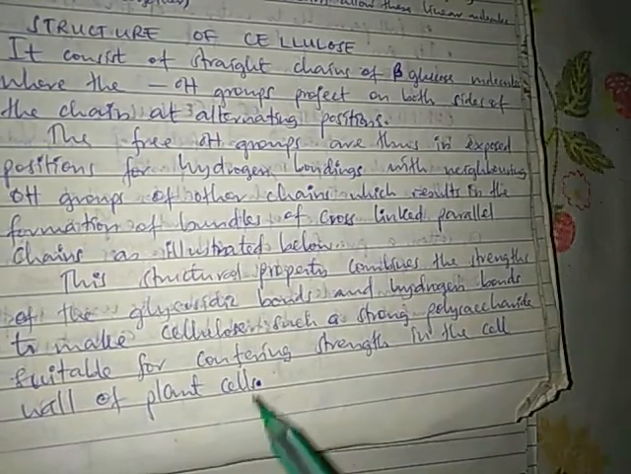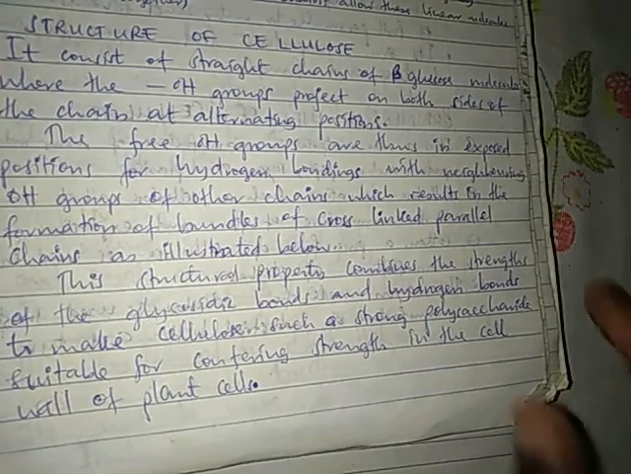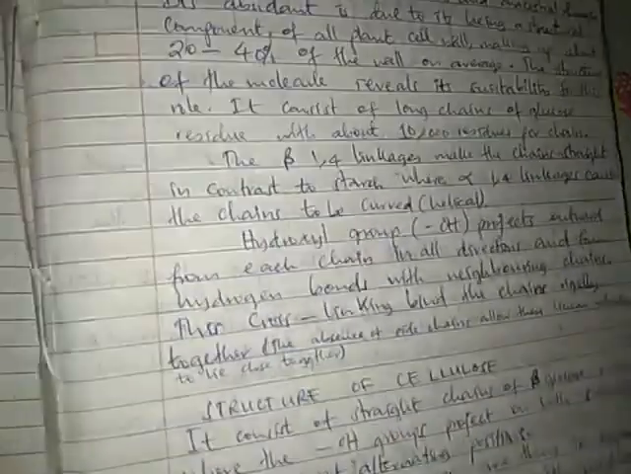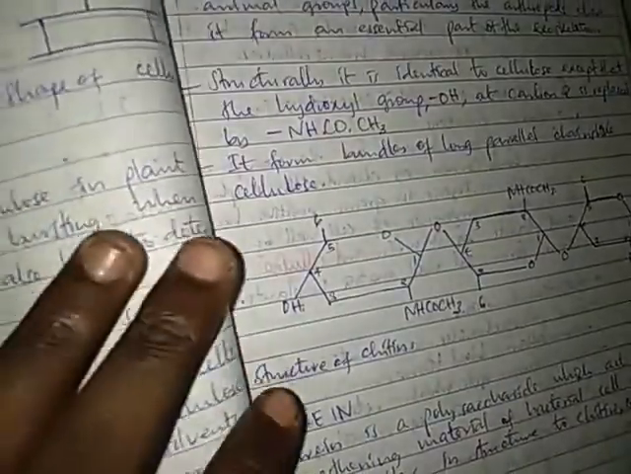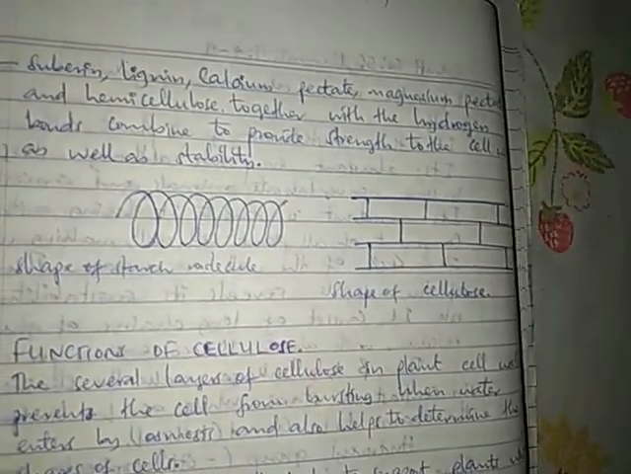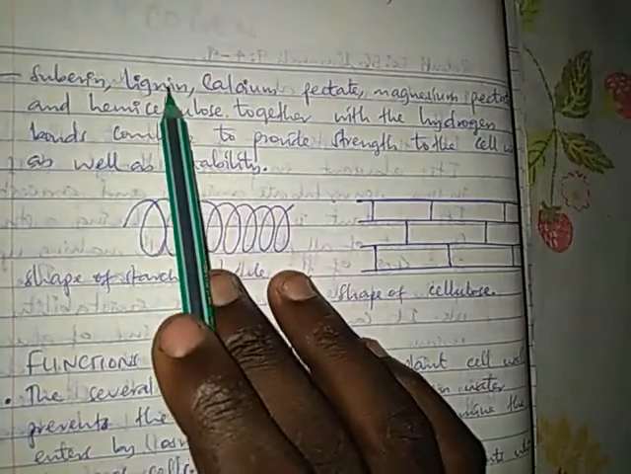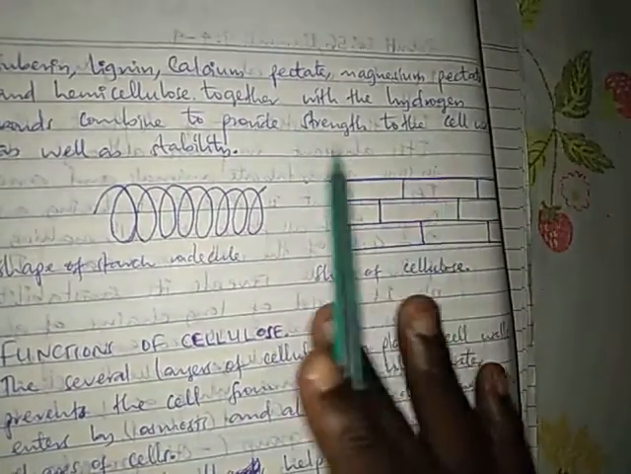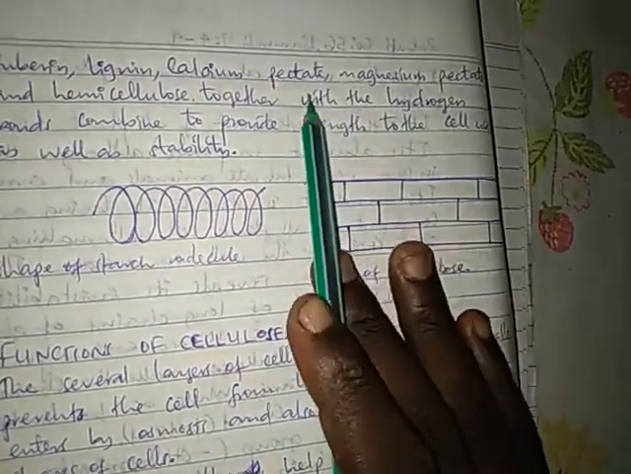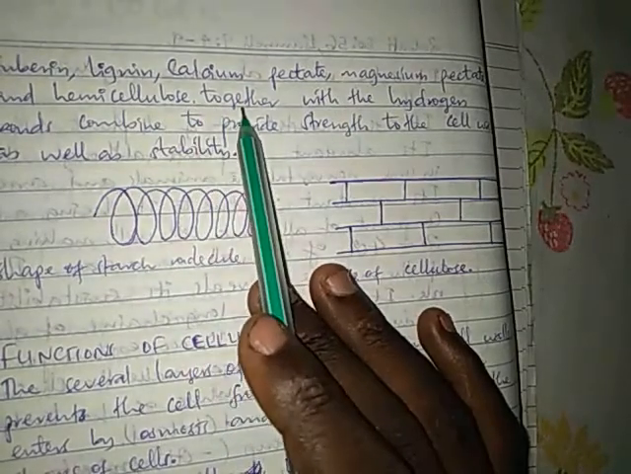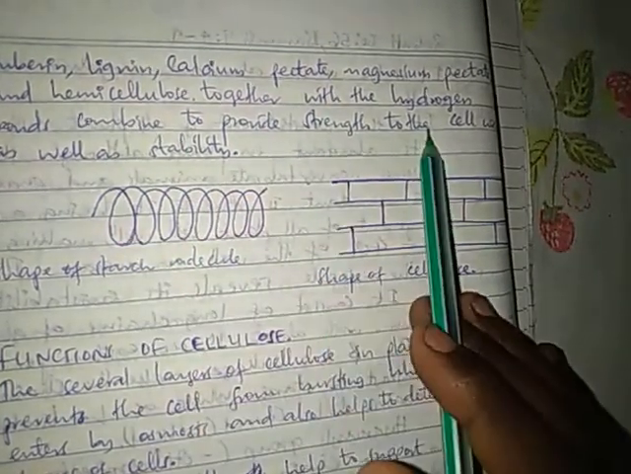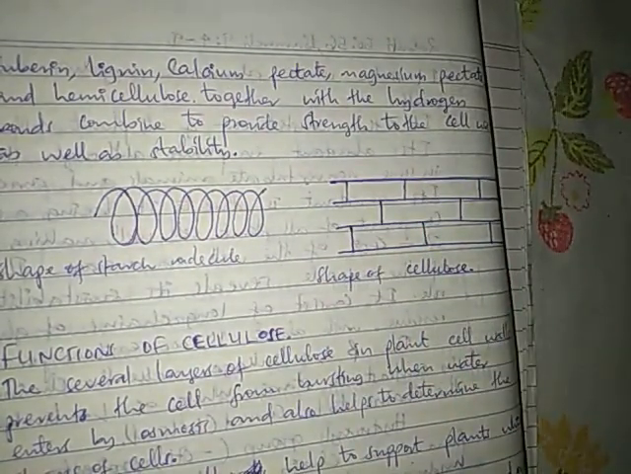So cellulose has two bonds, which are glycosidic and hydrogen bonds. The structure of cellulose can be seen in this diagram here. Also in the plant cell wall, we have different materials such as suberin, lignin, calcium pectate, magnesium pectate, and hemicellulose, which together with hydrogen bonds combine to provide strength to the cell wall.